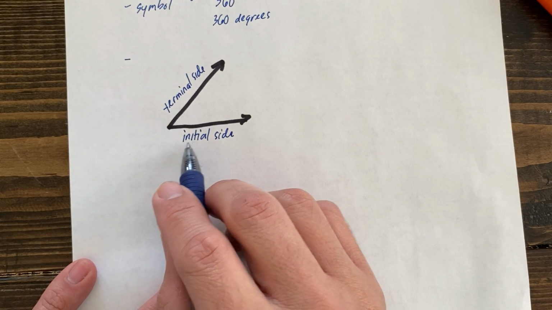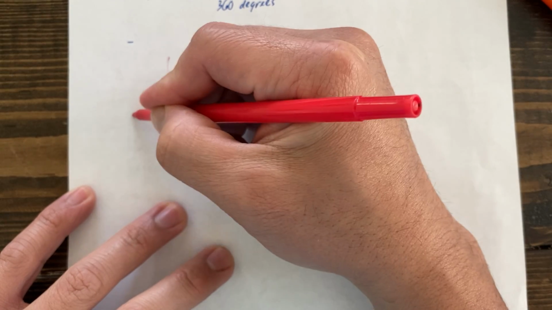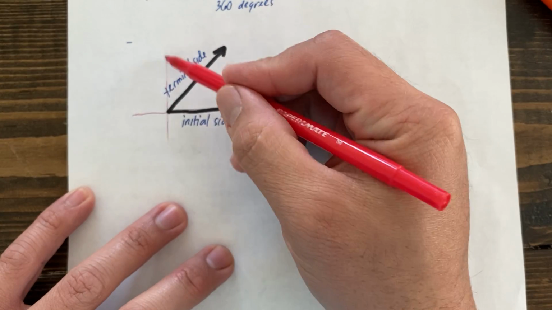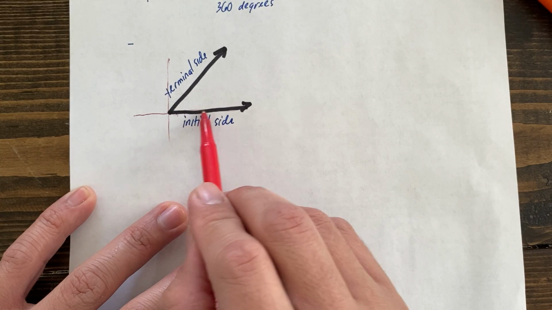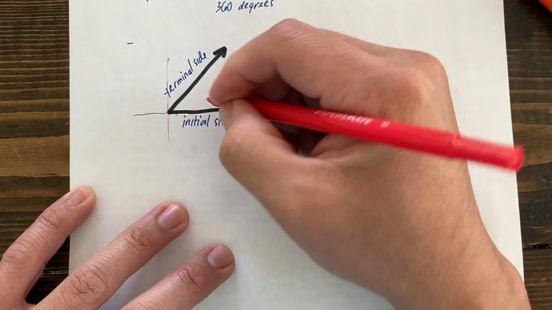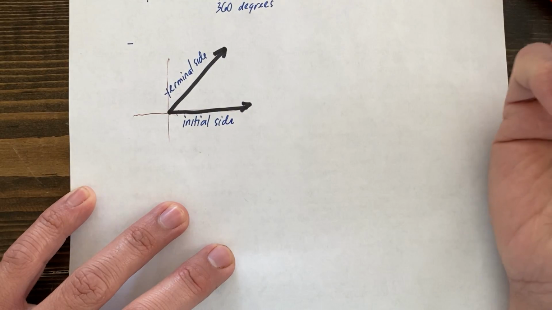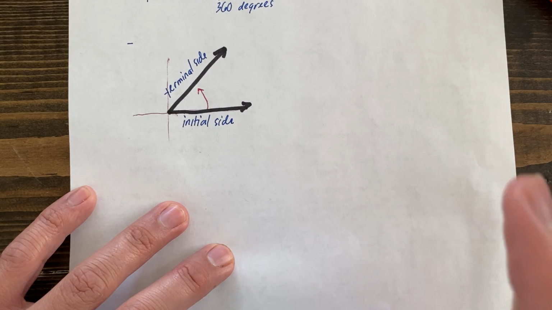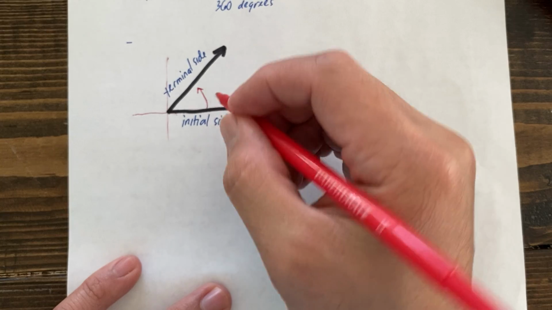Now, the initial side is always, imagine you're in the Cartesian plane, on the positive x-axis. But we don't have to write the x and y-axis here for this case. So this is the initial side and this is the terminal side, the one that moves. For a given angle, it's always going to move counterclockwise unless you were told that it has to go clockwise.